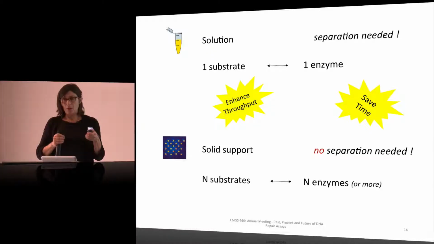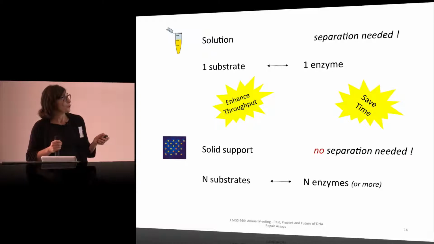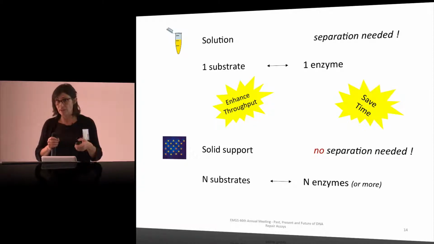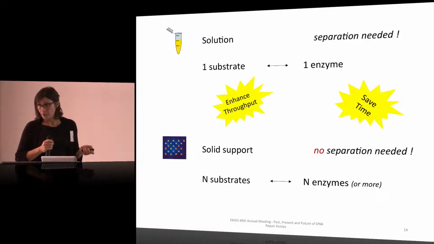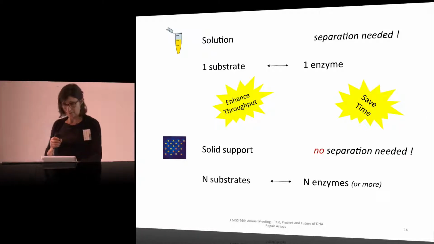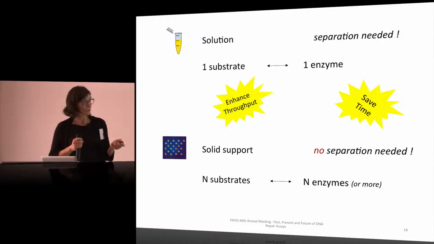Okay, so usually when you investigate DNA repair, you put one substrate in a tube, you put your cell-free extracts, so you gain information of the enzyme that will repair the substrate. But most of the time, there is a separation needed to separate the different species that are created. Now, if you put your different substrates on a solid support, on a microarray, you address your different substrates at different locations on the microarray. You can gain information on different enzymes at the same time, and in addition, there is no separation needed. So that means that you can enhance the throughput of your assay, and you can also save a lot of time.